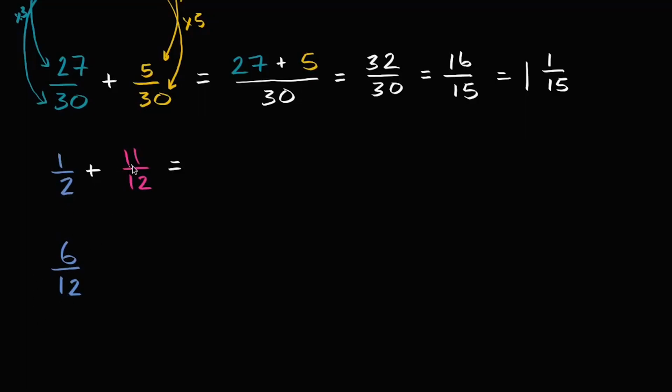And how would we write 11 twelfths as something over 12? Well, it's already written as something over 12. 11 twelfths already has 12 in the denominator, so we don't have to change that. 11 twelfths, and now we're ready to add.